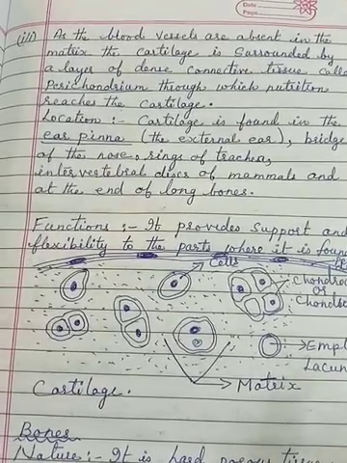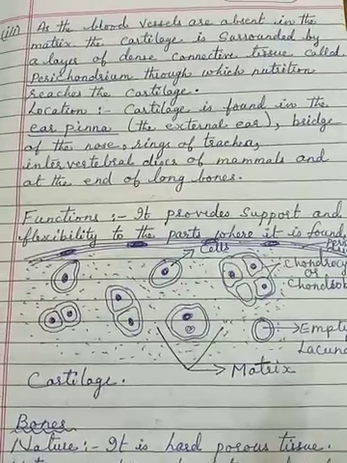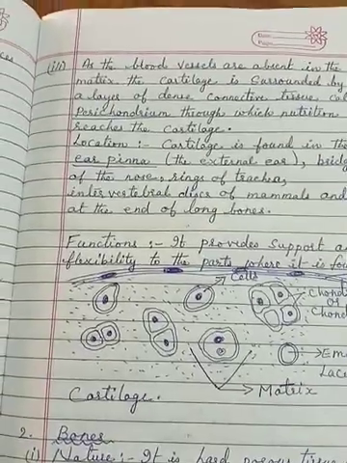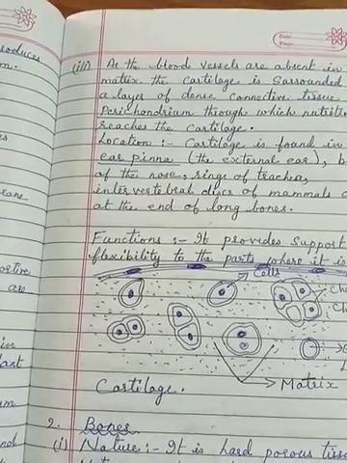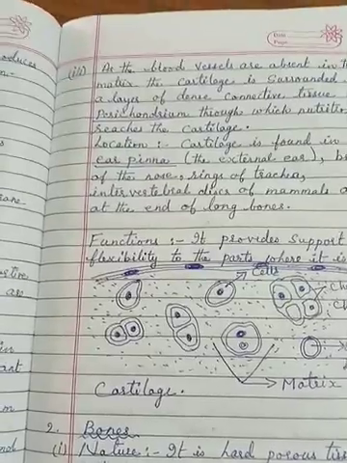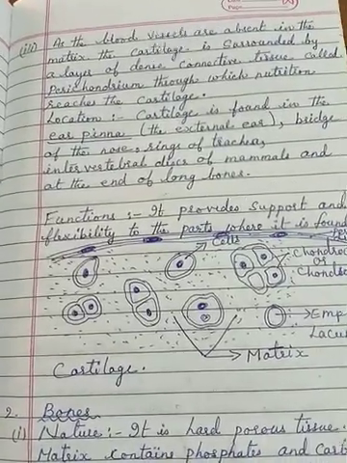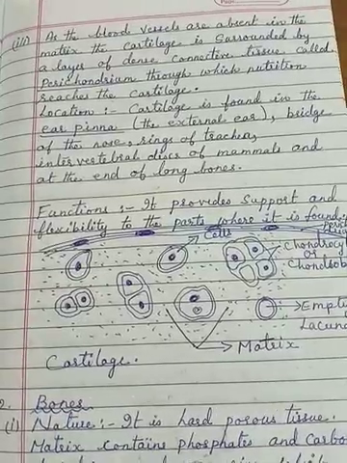It is present in the intervertebral disc of mammals and at the end of the long bones. We have vertebrae. Our backbone is made up of vertebrae, and these vertebrae also have cartilage, and the ends of the long bones have cartilage.